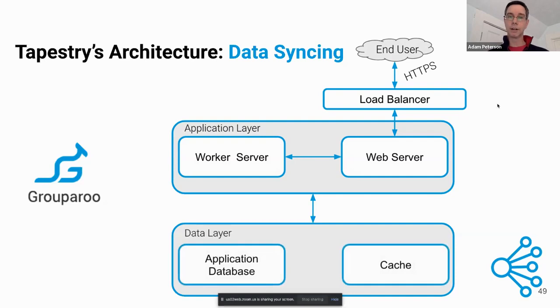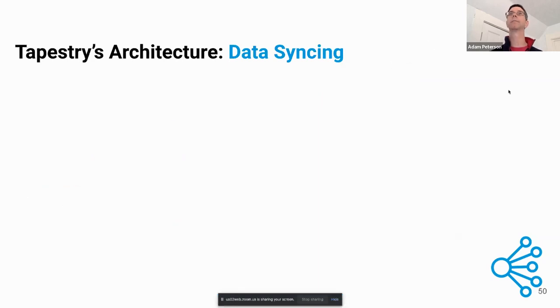The data layer houses the application database as well as the cache. Grouparoo recommends using Redis to serve as both the cache and also as the background job queue for the worker server. And they also suggest using Postgres as the database where your user data will be stored. Let's take a look next at how this application architecture informed Tapestry's deployment of Grouparoo to the cloud.